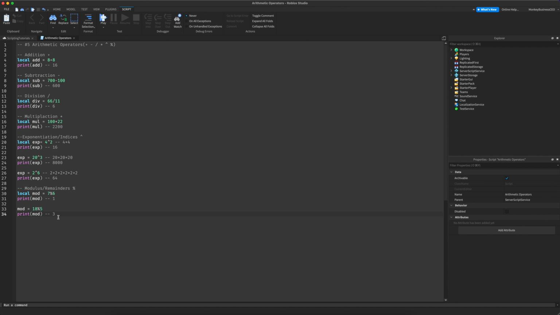So that's the remainder. So if we do mod equals, one last example, 110 modulus 40. If we print mod, then that would print 30 in the output, because if you do 40 plus 40, that's 80. If you do plus 40 again, that's 120. So the remainder is 30.